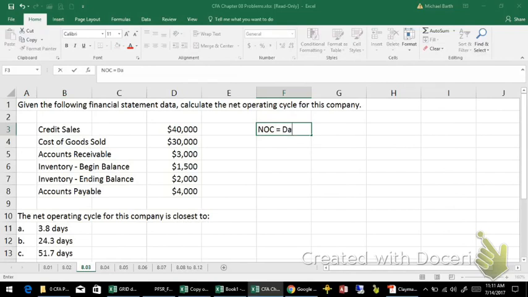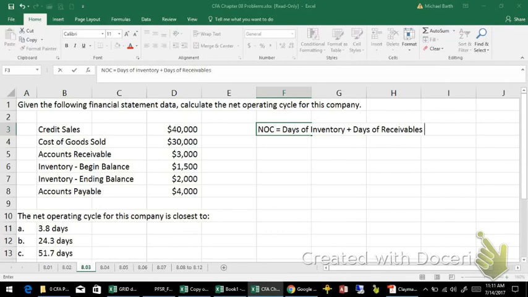The net operating cycle is equal to days of inventory. That's how long stuff sits on the shelf on average, the average number of days between when we buy inventory and we sell it, plus days of receivables. That's how long after we sell it till we actually get paid.